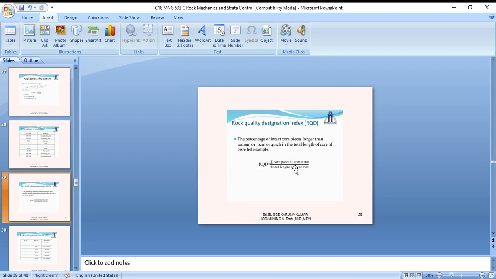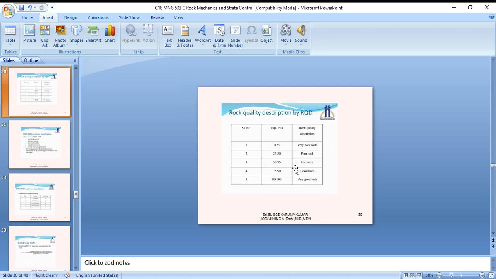This is another: the percentage of intact core pieces longer than 100 mm, so 4 inches, in the total length of the core. So this is the rock quality description by the RQD.